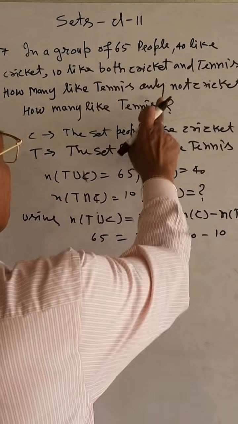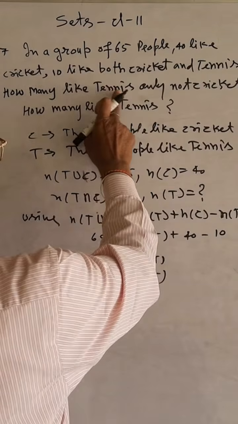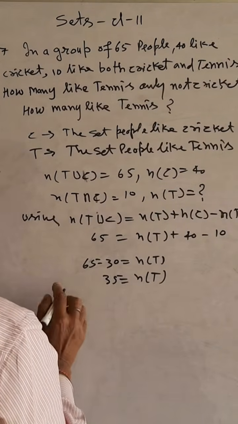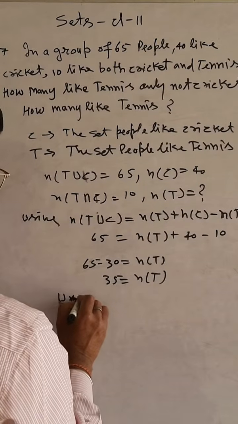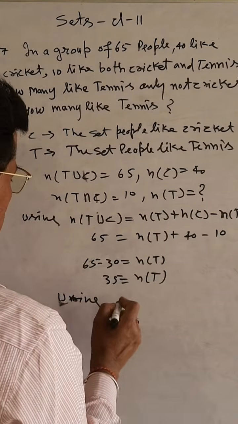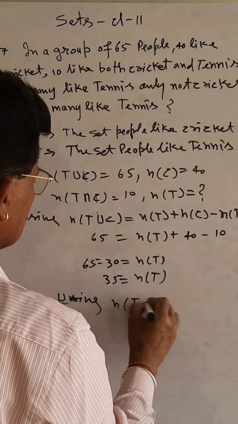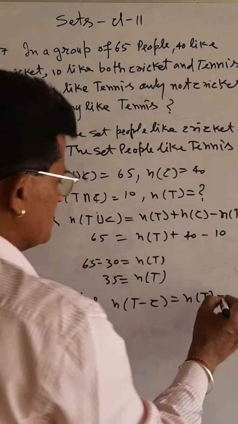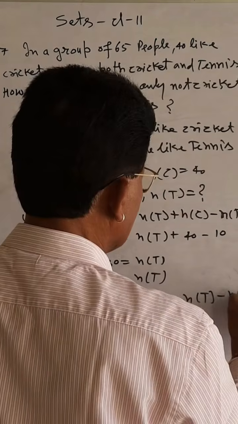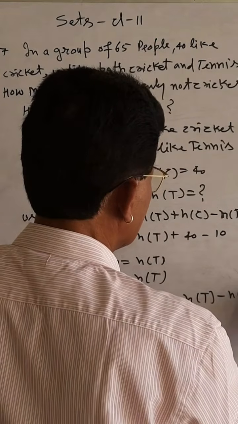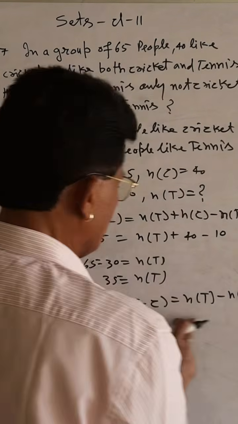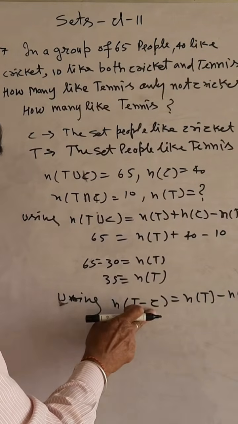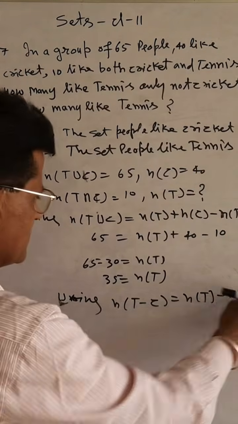But here it is given that you have to find the number of people who like tennis only, not cricket. Let me use the result. Number of people who like tennis and not cricket equals, this formula I discussed just before in my previous videos: T minus C, which means belongs to T, does not belong to C. That is its formula.